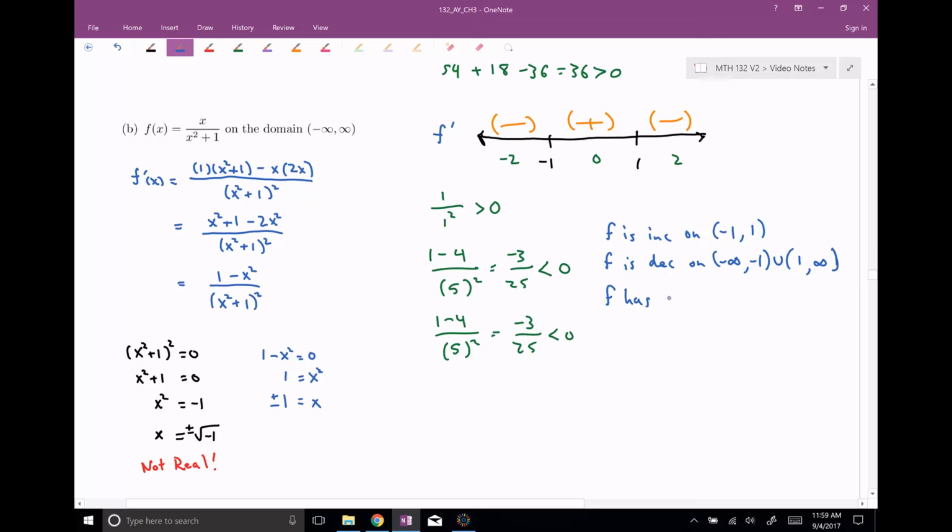F has a local max at x equals, well, let's take a look here. If I'm going decreasing and then increasing, that's going to be a local min. Here I have increasing and then decreasing. That's going to be our local max. So that's going to be at x equals 1. And F has a local min at x equals negative 1. Again, right here. All right, and that is our final answer.